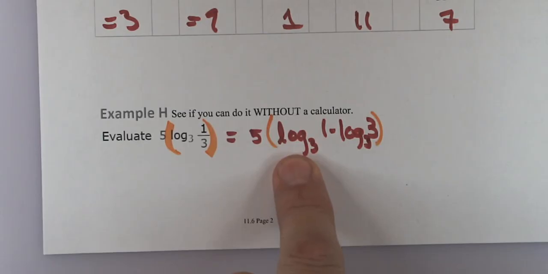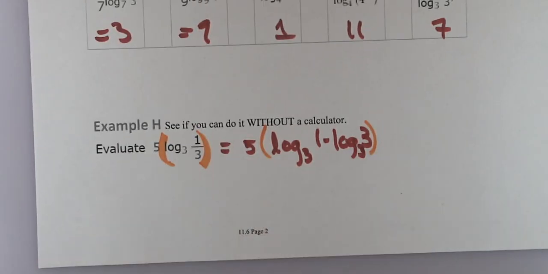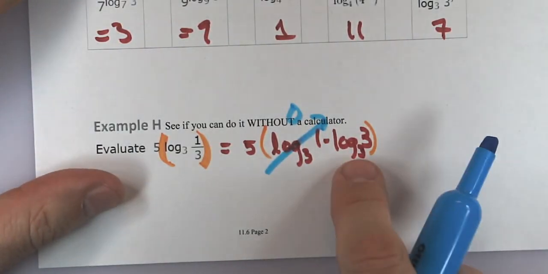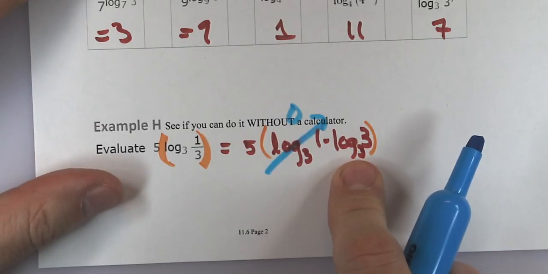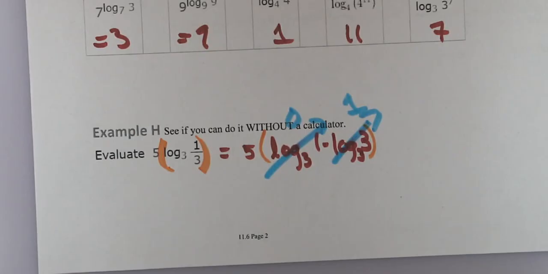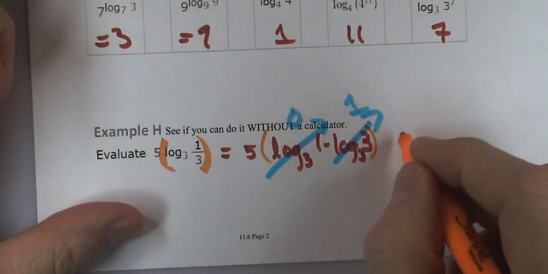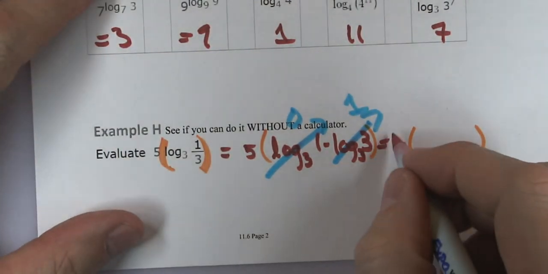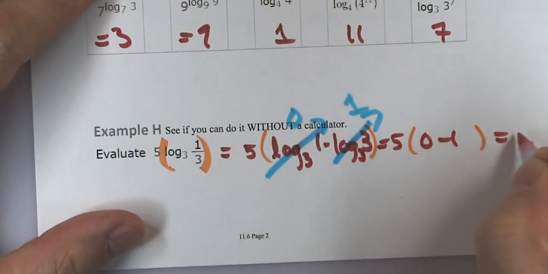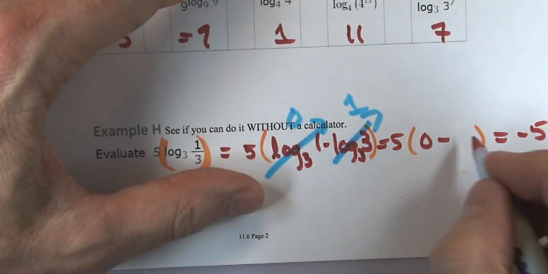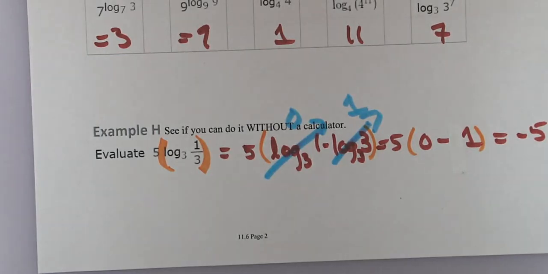Can someone simplify the first one for me? 0. That's a 0. How about the second one? 1. So what I really get is 5 times 0 minus 1, or just negative 5. There you go. Nice. Beautiful.